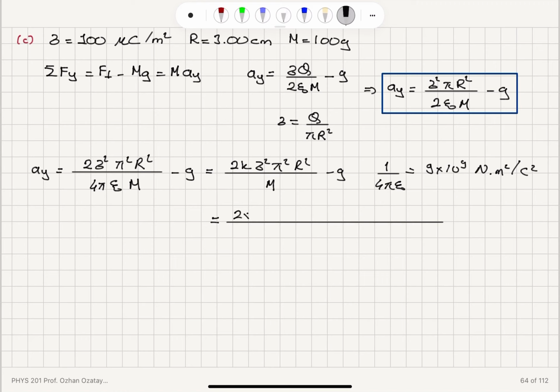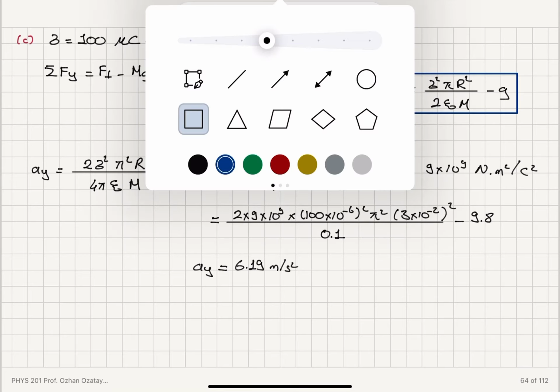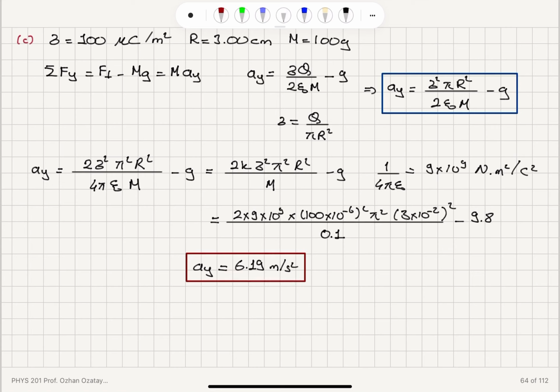So if I substitute these numbers here, I will obtain 2 times 9 times 10 to 9 times 100 microcoulombs, 100 times 10 to minus 6 squared, pi squared. The radius is 3 centimeters, 3 times 10 to minus 2 meters squared. Mass is 100 grams, which is 0.1 kilograms, minus G is 9.8 meters per second square. And this gives me, as the final answer, 6.19 meters per second square for the vertical acceleration of the hemisphere under these conditions.